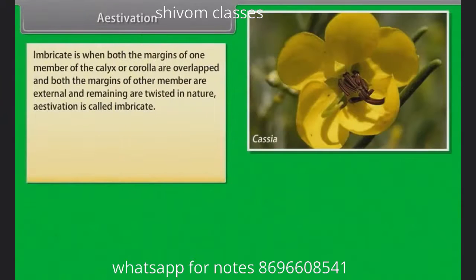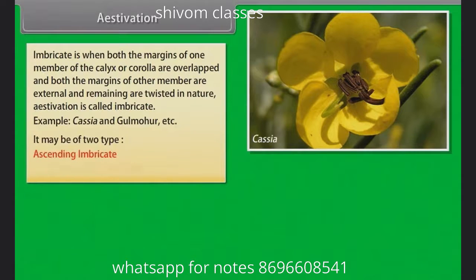Imbricate is when one member of the calyx or corolla has both margins overlapped, another member has both margins external, and the remaining are twisted in nature. This estivation is called imbricate. Example: cassia, gulmohar, etc. It may be of two types: ascending imbricate and descending imbricate.